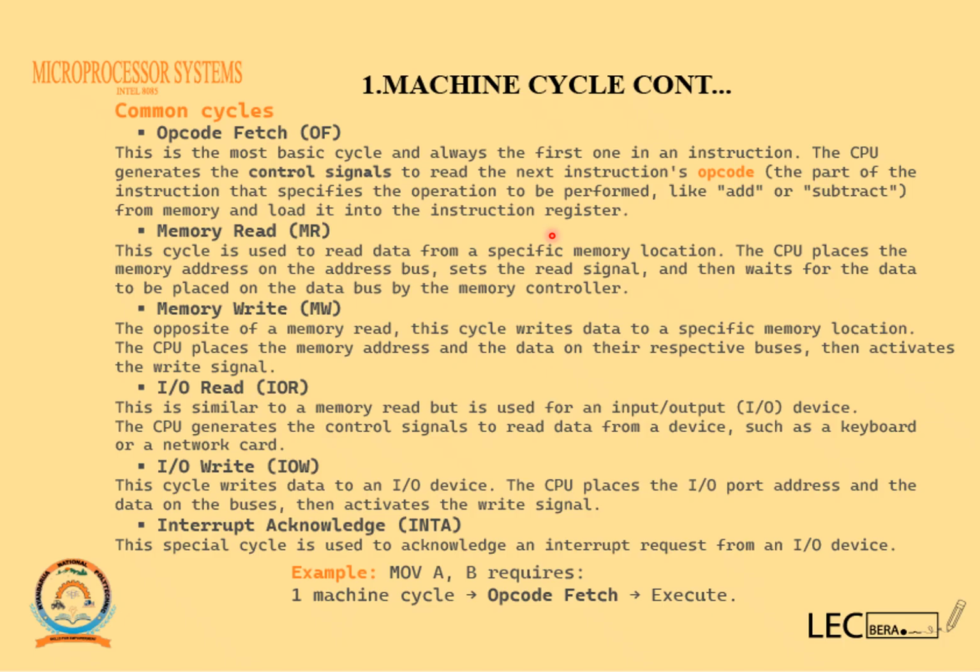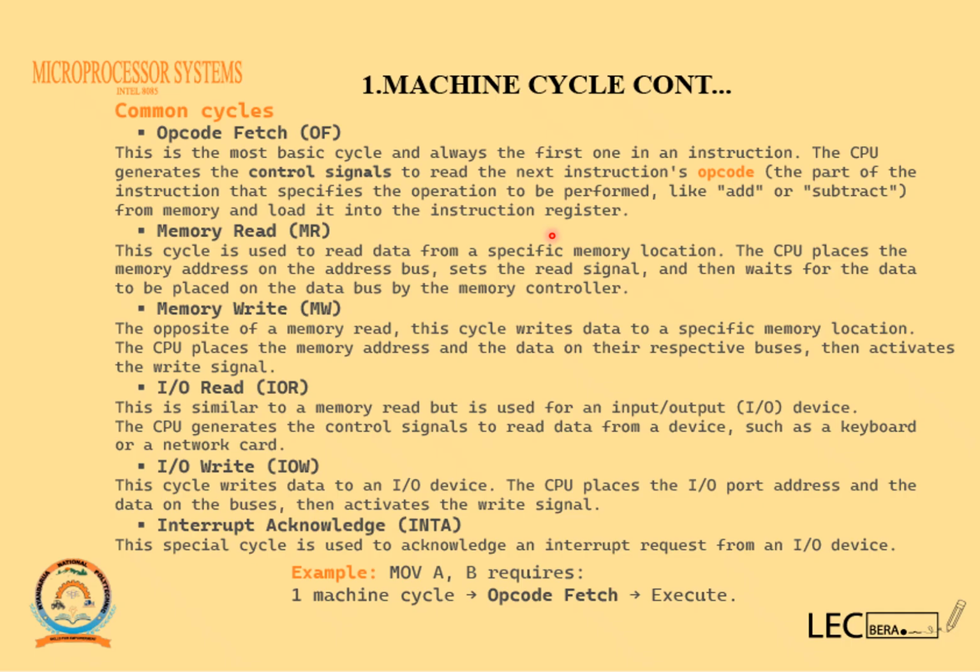And then we have the one for input output read and the one for input output write. This is the same as memory read or memory write, but it's only that we are talking about input output devices. This is similar to a memory read, but it's used for an input output device. The CPU generates control signals to read data from a device such as a keyboard or a network card.